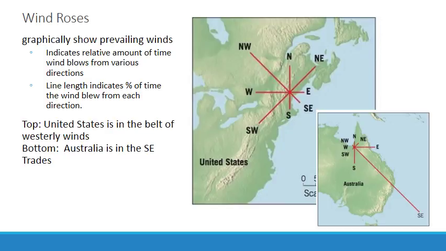A windrose provides a way to represent prevailing winds by indicating the percentage of time the wind blows from various directions. The length of the lines on the windrose indicates the percentage of time that the wind blew from that direction. So as you can see in this figure, the direction of airflow associated with the belt of trade winds is much more consistent than the westerlies. That's in this picture of North America.